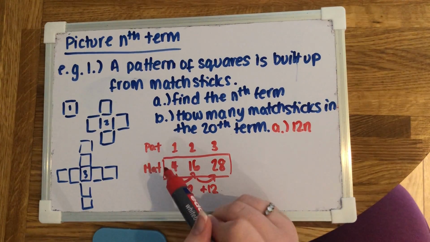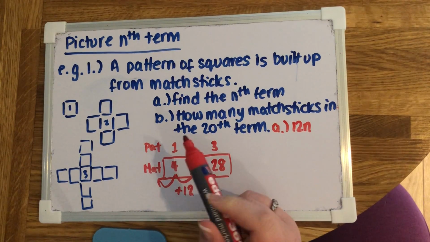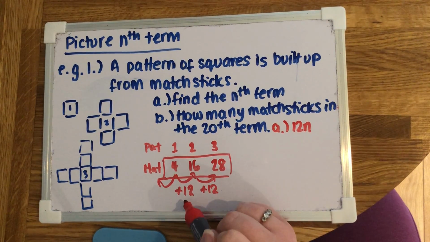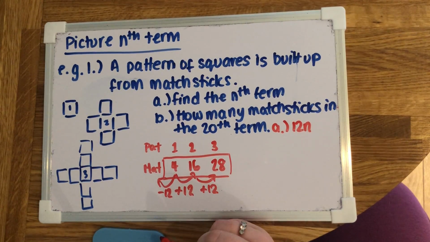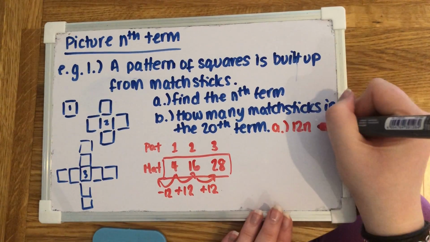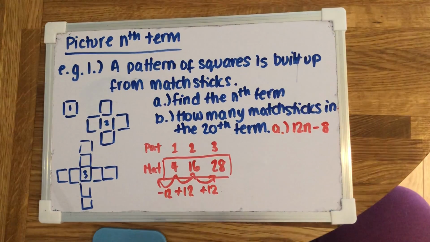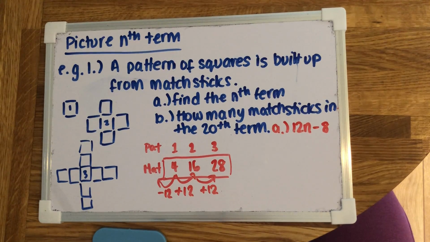Then we've got to find the number that would happen in the 0 term, or the one before the 4. So we're having to do the opposite of add 12, which is subtract 12. So 4 subtract 12 would give us -8, and that would go on the end here. Okay, so that's part A done. The first bit is always just counting how many matchsticks, or sometimes triangles, are in each shape. Once you've done that, you can then work out the nth term of those numbers.